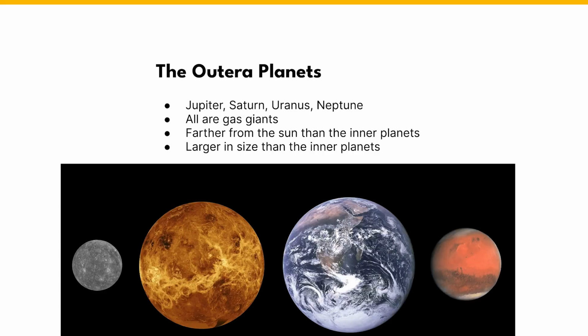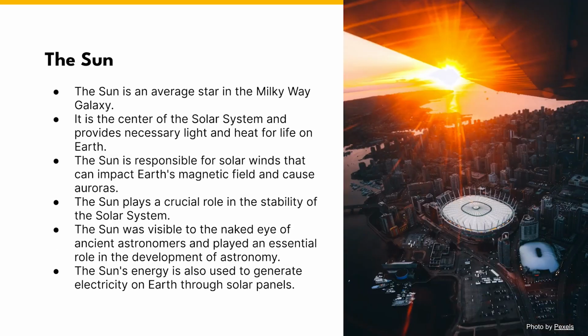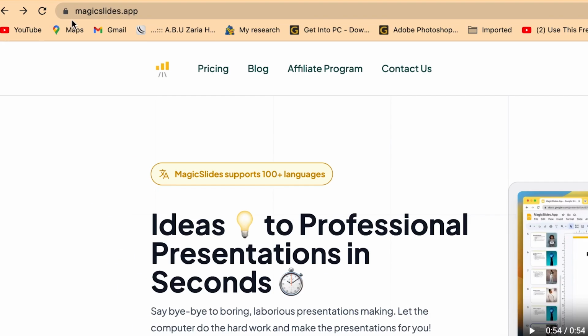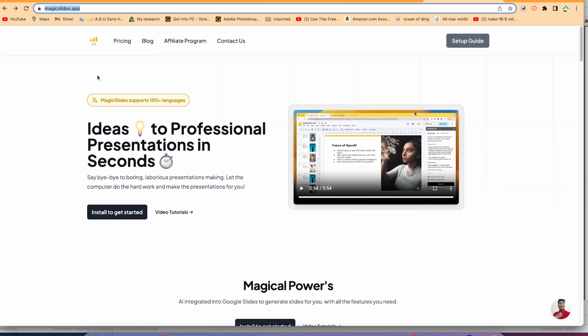Now the slides you have seen were created completely by an AI, and to create similar slides all you need is to come to your browser and just type magicslides.app. Magicslides.app is going to bring you over here. Ideas to presentations in seconds.